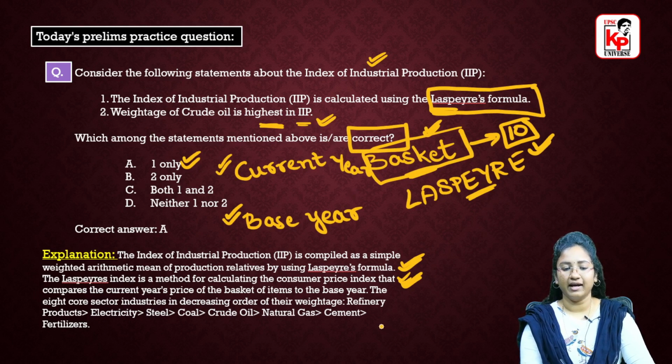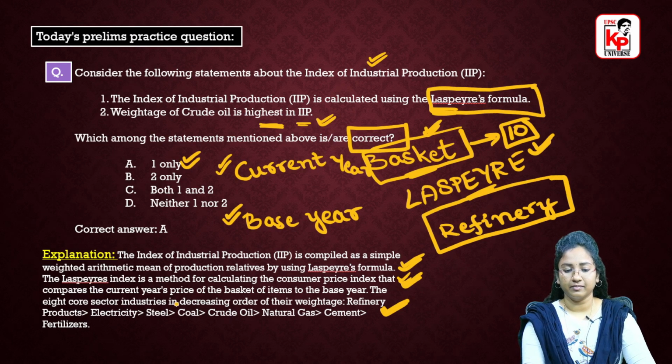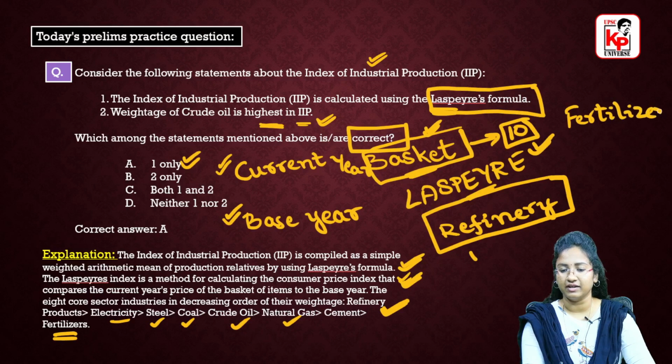And then coming to the 8 core sector industries, in the decreasing order of their weightage, here you can see the weightage. Refinery products have the highest weightage. So do remember this, refinery products have the highest weightage in this IIP, followed by electricity, and then we have steel, coal, crude oil, natural gas, and then cement, and at the last we have fertilizers, which has the least weightage. So refinery is the one which has the highest weightage and fertilizers has the least weightage.